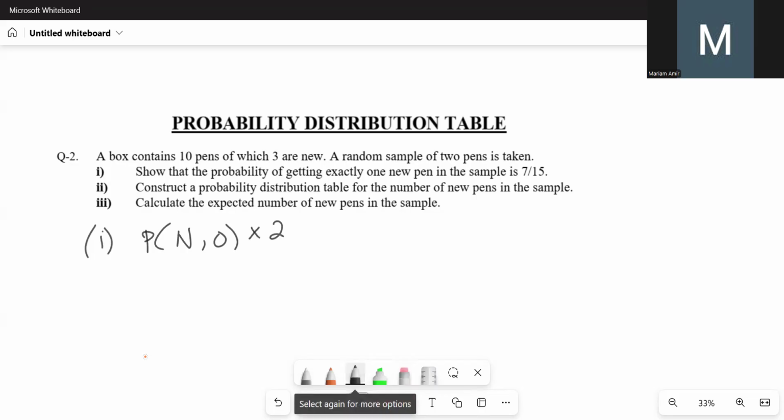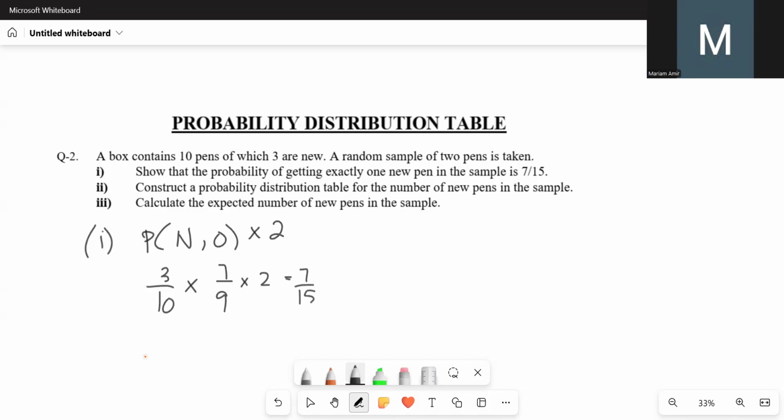So the probability of getting a new pen would be 3 by 10 times, now the probability of getting an old pen would be, there are 7 old pens and now in total we have 9 pens, times 2. And this would come out to be 7 by 15, and that is what we had to show.